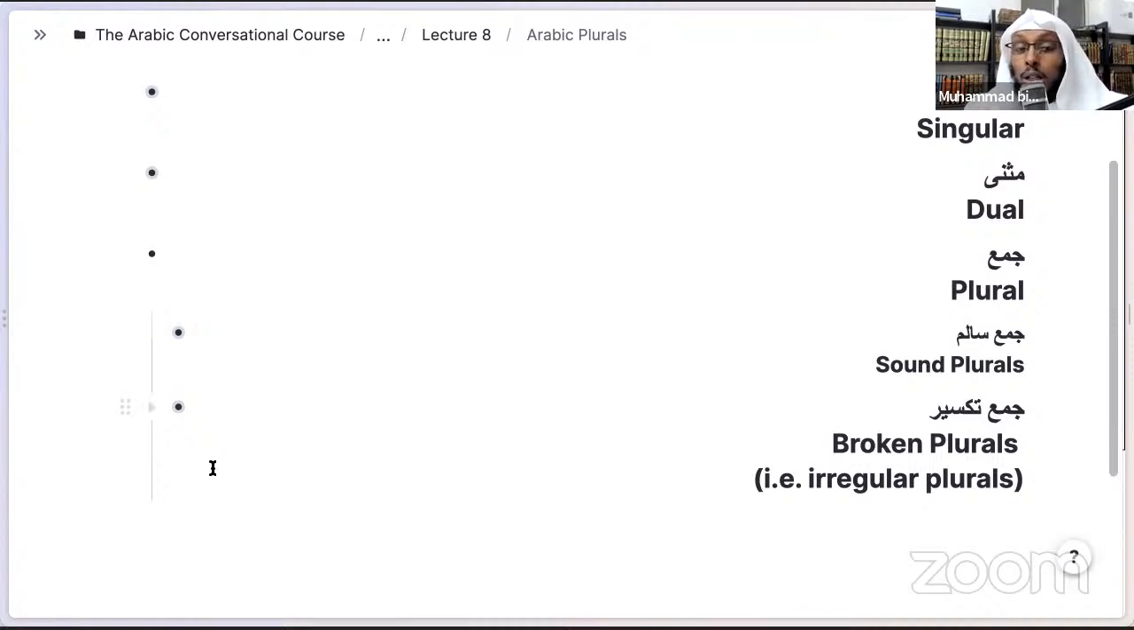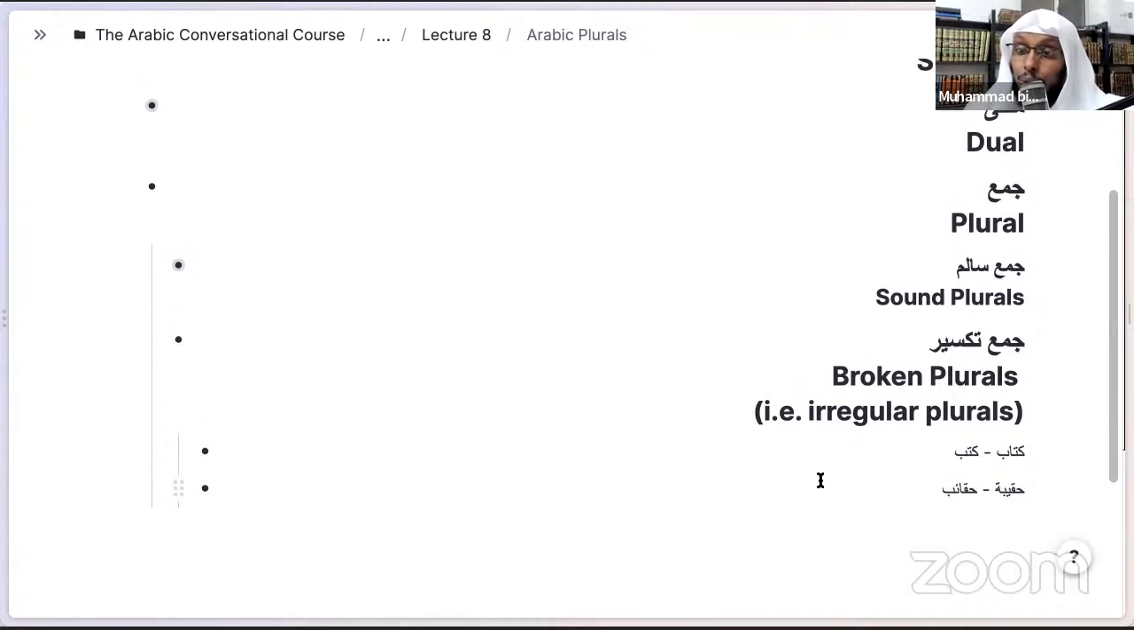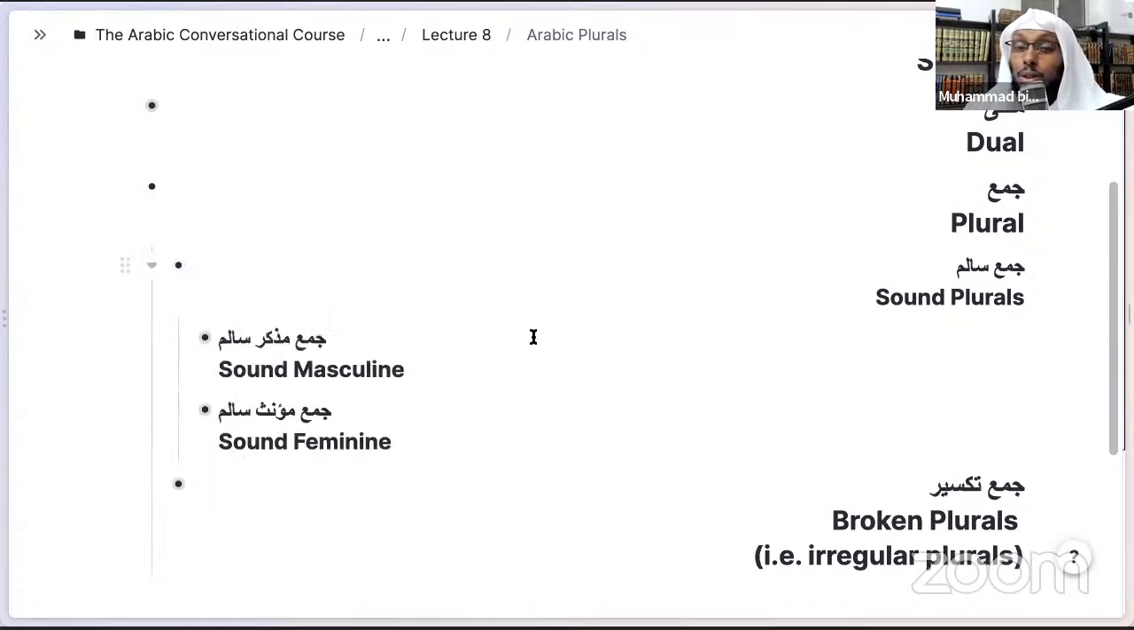Okay? Let's just finish off the broken plurals first, because the jam'u salim is of two categories, whereas this is only of one category. So let me just give you an example. We have kitab. What's the plural of kitab? Kutub. What's the plural of haqiba? Haqa'ib. You see, it doesn't follow any specific pattern. But when it comes to sound plurals, the story is different.